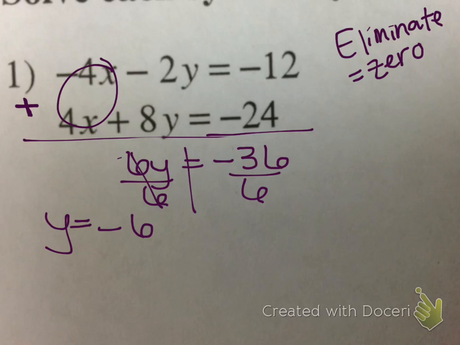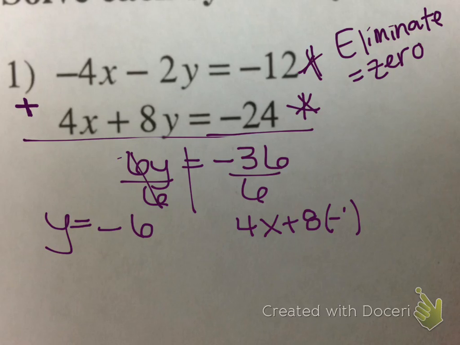So now what we need to do is plug it back into either the top equation here or this equation here. And I like more positives than negatives, so I'm going to go with the bottom equation. So 4x plus 8, but now I'm not going to put y because I found that y is -6, equals -24, and I'm going to solve this equation.